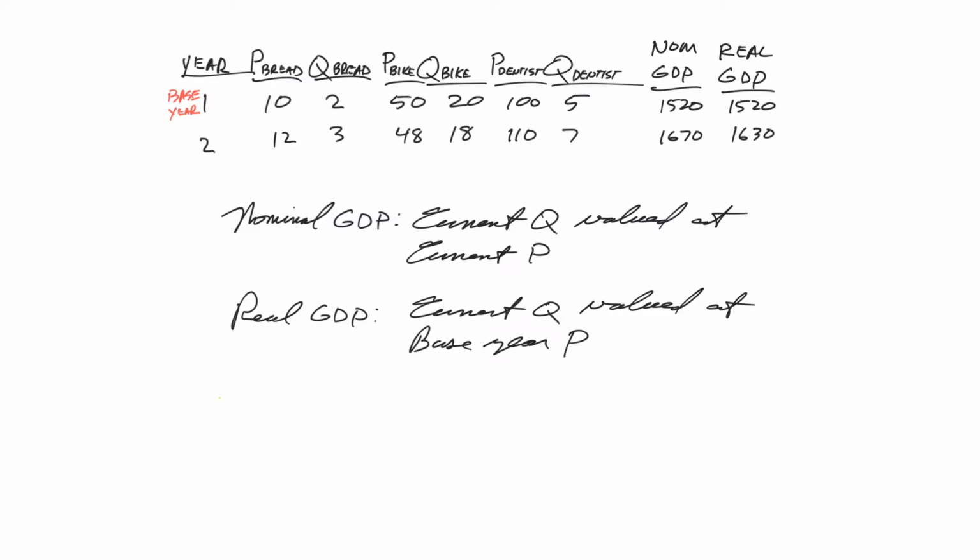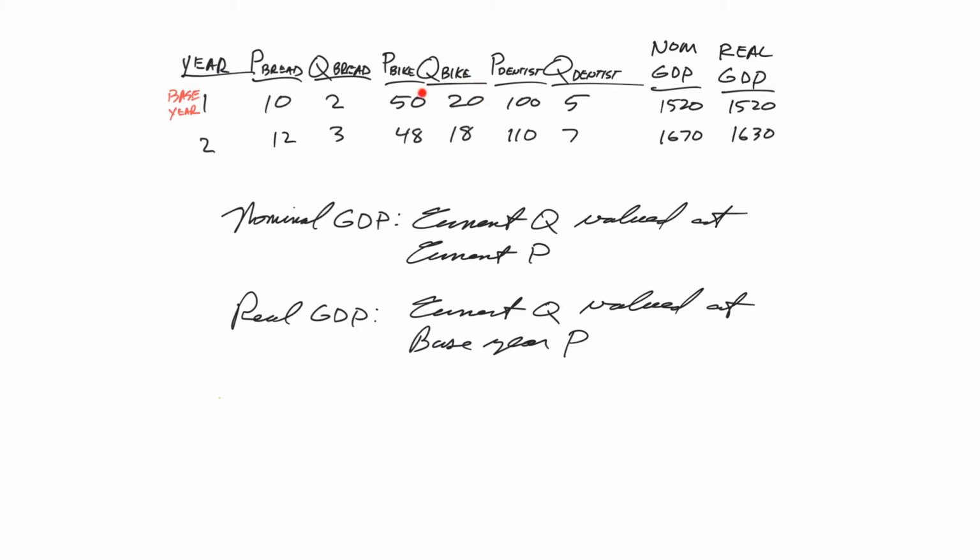Let's review a little bit what we did last time. We have 2 years involved, year 1 and 2, keeping it simple. We have 3 goods: bread, bike, dentist. And we calculated nominal GDP in year 1 by taking the quantity of bread, valuing it at the price of bread.